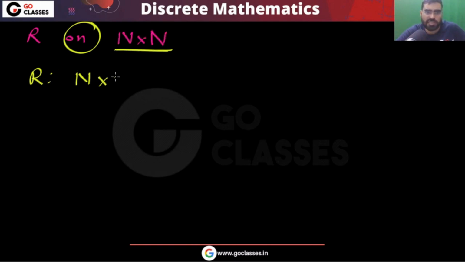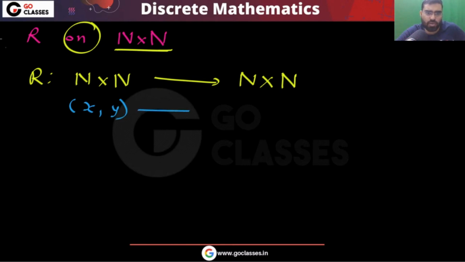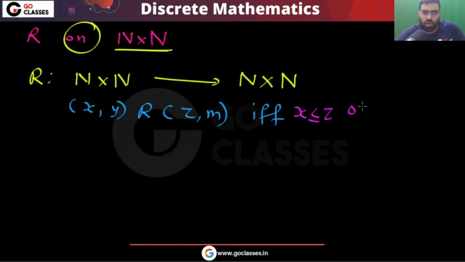So you have this relation R on N cross N. What it simply means is that your relation is from N cross N to N cross N. Elements of N cross N are related to elements of N cross N, and in this fashion: if you take some element here like (x, y), it is related to some element (z, m) if and only if either x is less than or equal to z or y is less than or equal to m. So this is what is given to you in this question.